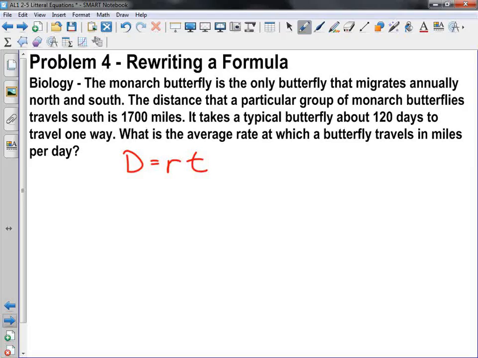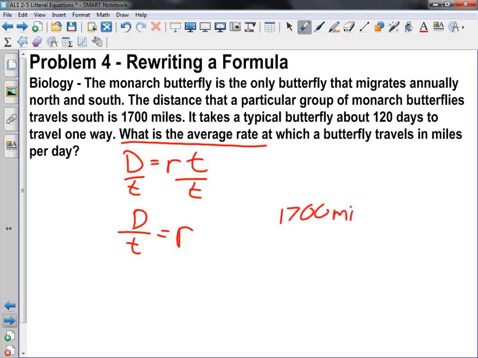So here, do we know what the rate is? No, that's what they're asking for. What is the average rate? So what should I solve for? R. How am I going to get R by itself? So I get rate is equal to distance over time. Good. Do you have the answer? Why don't you tell me how to set it up? So that's miles, right? Okay. 120 days. And that's my rate.